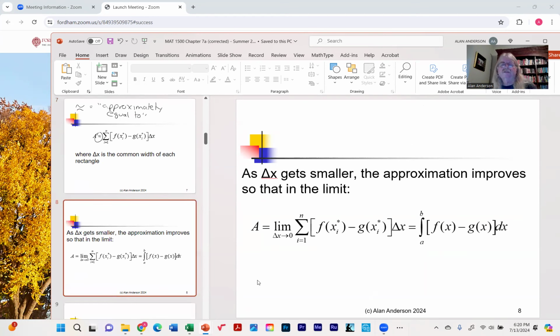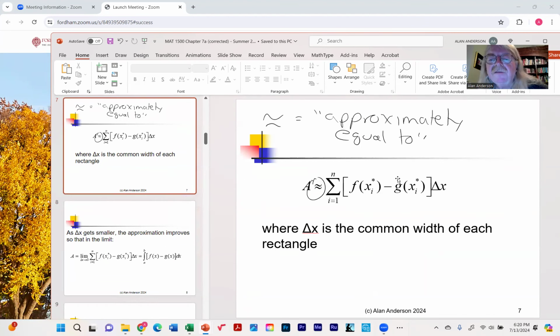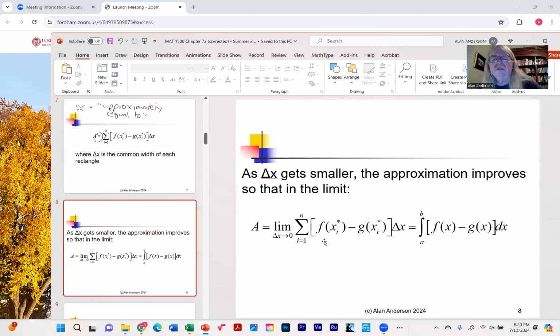Okay, and here it is here. So in other words, you're taking the limit of these rectangles as the delta x goes to 0, and we end up with what we're looking for.